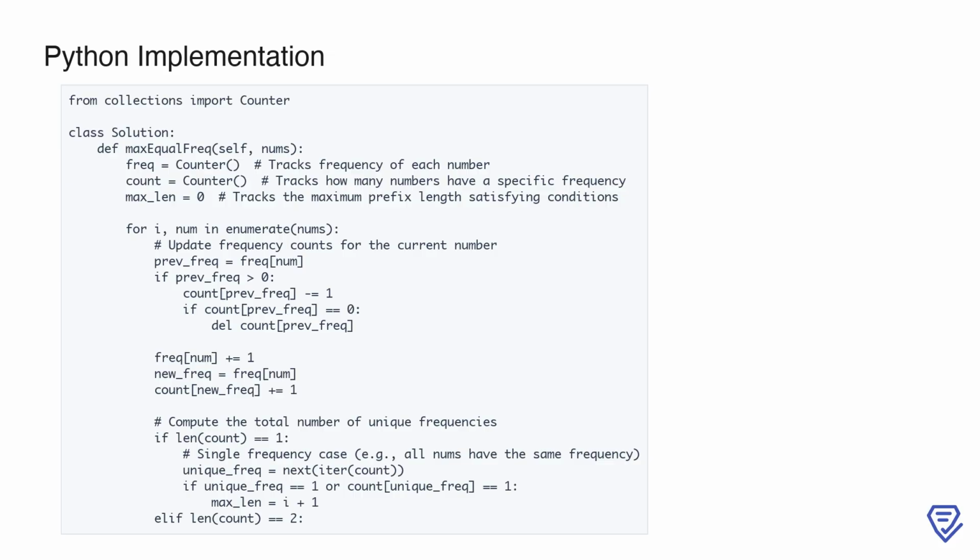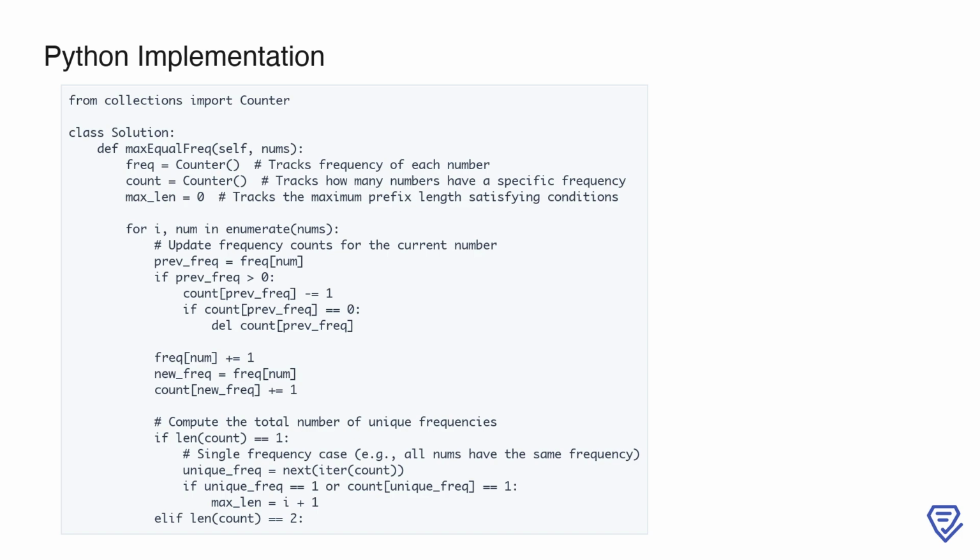For each number, we first check its previous frequency from frequency. If it has a non-zero frequency, we reduce its count in the count counter and remove the entry completely if the count reaches 0. Then, we increment the frequency of the number in frequency and update the count counter to reflect the new frequency. At this point, we evaluate the state of the count counter to determine if the current prefix satisfies the conditions.